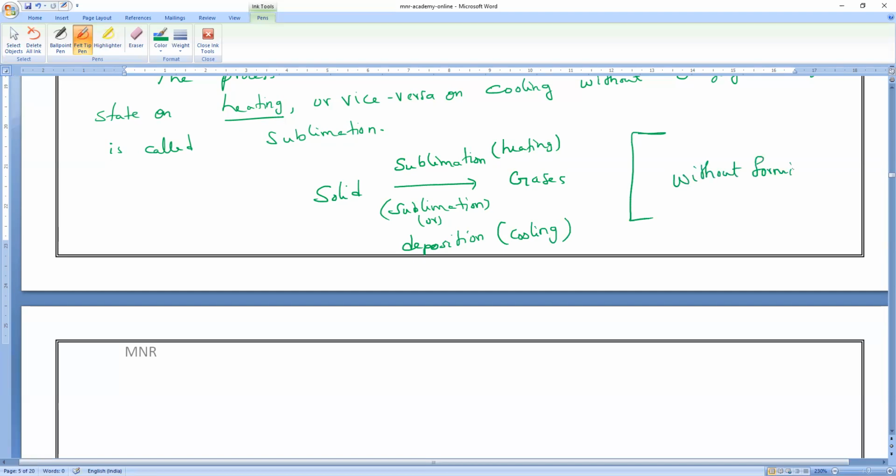Without forming liquid state. That is the very important one. Is it okay, guys? Everybody clear? Yes. Understand? So now, you can take so many examples in our daily life.